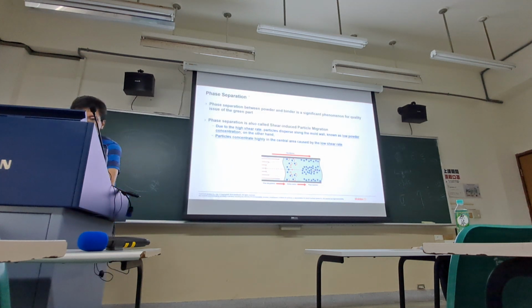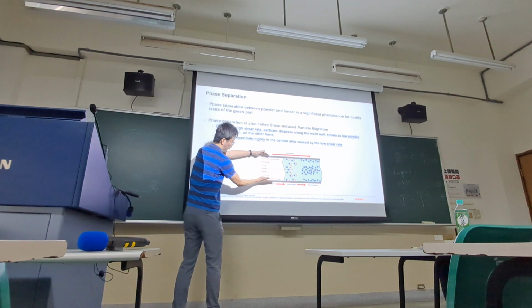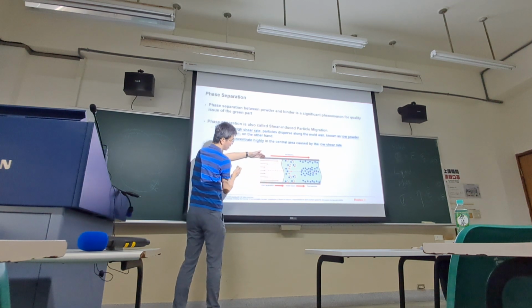And this phase separation between powder and binder is very important for the quality of the green part. See, the wall is no slip. The velocity is 0 at the wall, and the velocity is higher away from it.